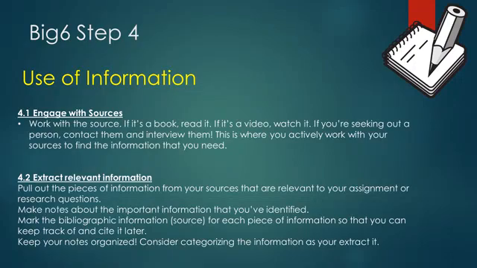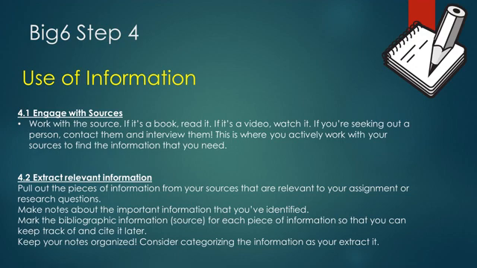Now that you've identified that these books or websites or encyclopedias or databases have the information you want, and you've identified which part of them has that information, we need to start actually working with the source. So 4.1, engage with it. If it's a book, you need to read it. If it's a video, you need to watch it. If you're seeking out a person, you need to contact them and you need to interview them and get the answers. This is where you're going to actively work with your sources to find the information that you need.